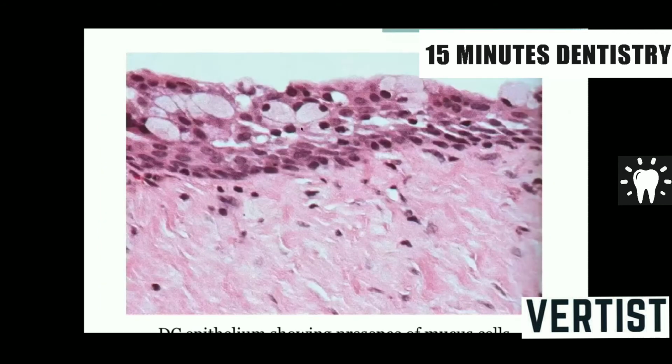Now sometimes there is mucous metaplasia found in the lining of the cyst, and we need to know that there could be mucus cells in the lining of the dentigerous cyst, because from these mucus cells sometimes a salivary gland tumor develops, that is a malignant salivary gland tumor, mucoepidermoid carcinoma. So one has to be very, very careful while studying the dentigerous cyst microscopically.